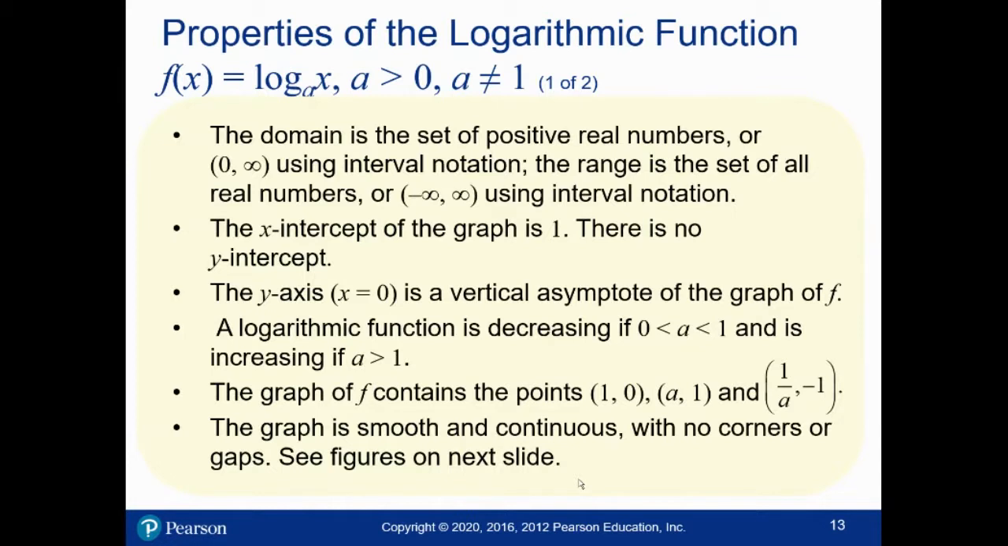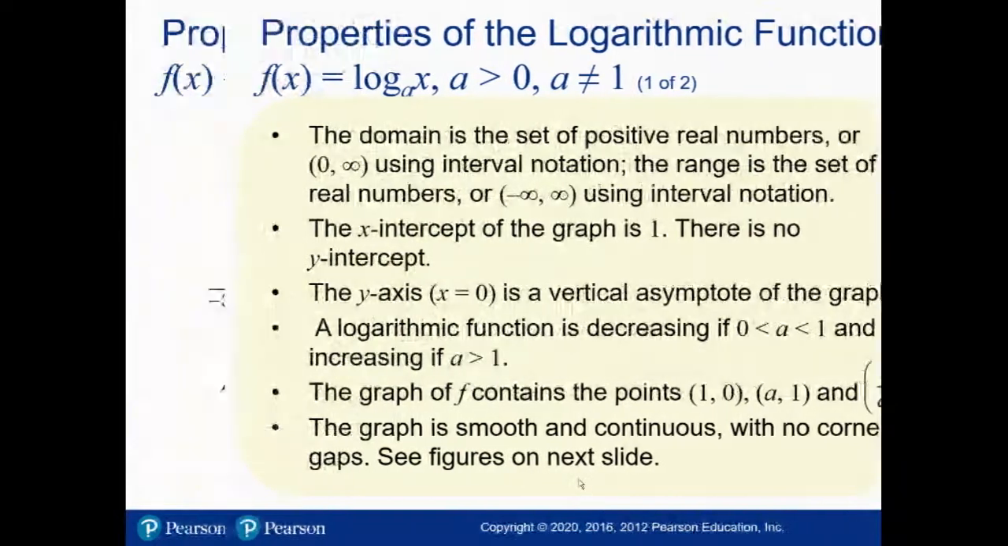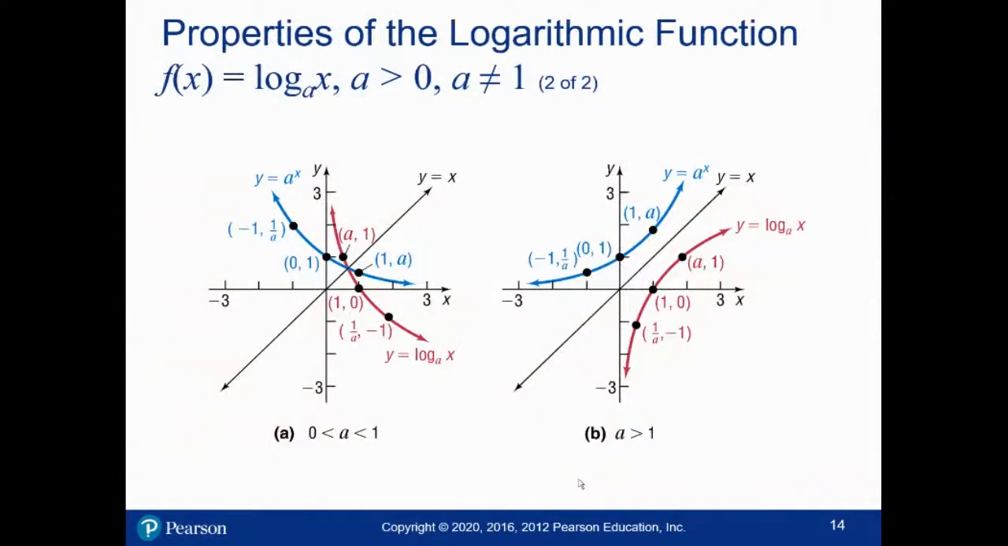A log function is decreasing if the base is less than 1 and increasing if the base is bigger than 1. And it has some certain points on it, and it's a nice smooth and continuous curve because it's the inverse of a nice smooth and continuous curve. So let's see the picture. So the blue is exponential. If a is less than 1, my exponential goes up to the left. And if I try to reflect it across the line y equals x, we end up with this curve right here. It has a vertical asymptote of x equals 0.